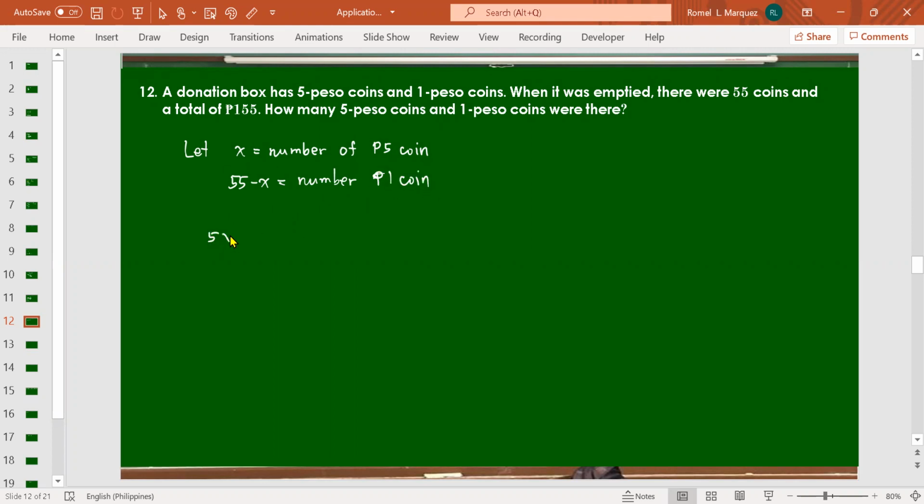So 5x plus 1, di 1 lang siya. 55 minus x equals, peso na lahat yan, di ba? 155. Therefore, we have 4x equals 100. What is x? 20. Am I right, guys? There were 20 of what? Of 5 peso coin.